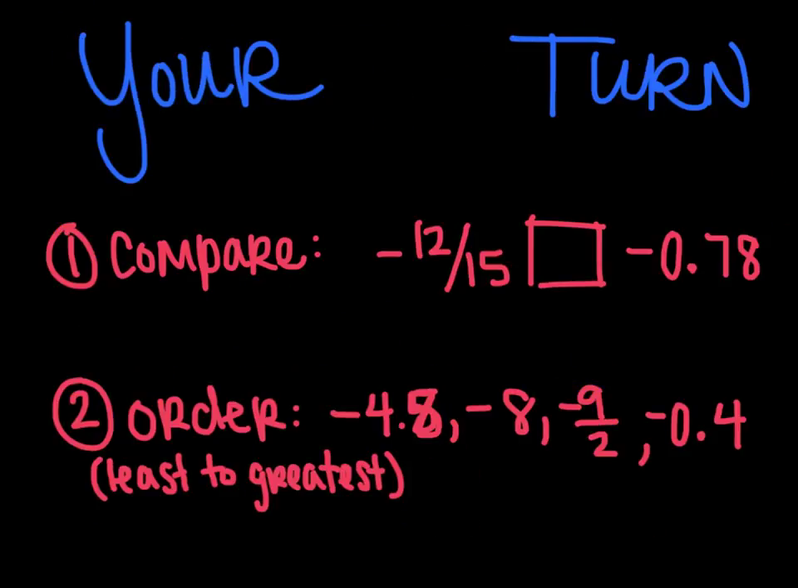All right, your turn. Number 1, compare them. Number 2, order from least to greatest, and that's -4.8. It looks kind of sloppy. Make sure you're converting either all to decimals or all to fractions with common denominators. Go ahead and turn on your video when you are done.